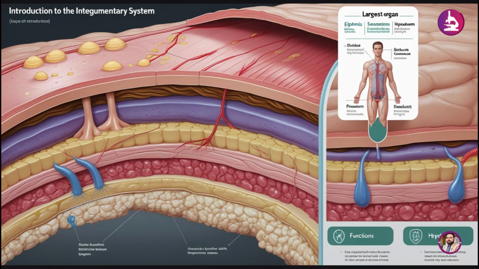Immune defense. Langerhans cells in the epidermis detect foreign invaders. The integumentary system is vital for homeostasis, acting as the first line of defense while maintaining fluid balance and temperature. Its multilayered structure and diverse functions make it essential for survival.